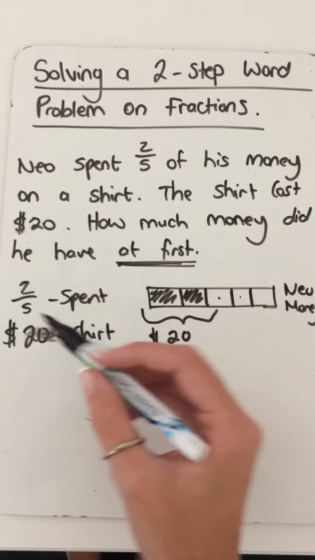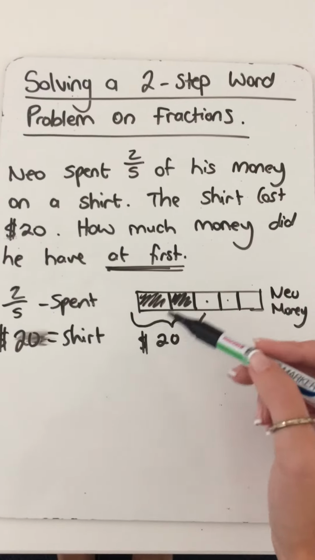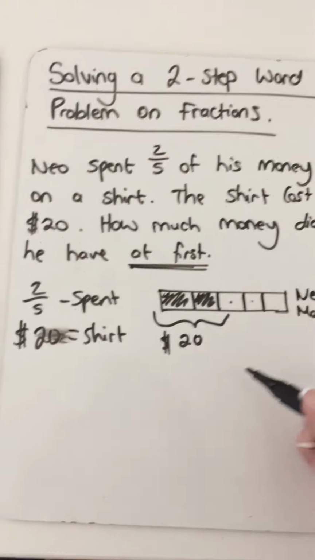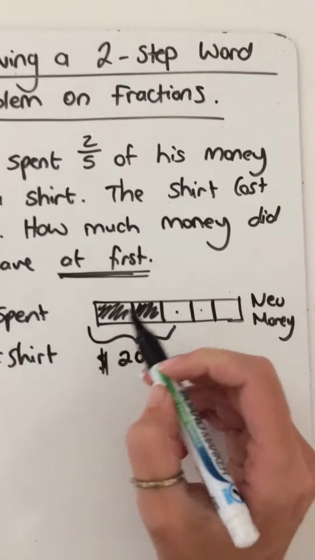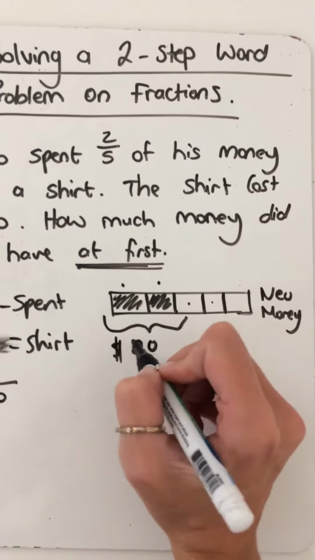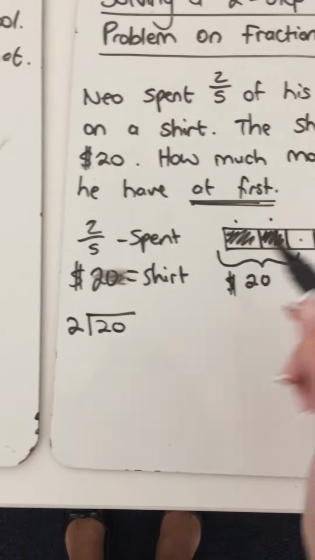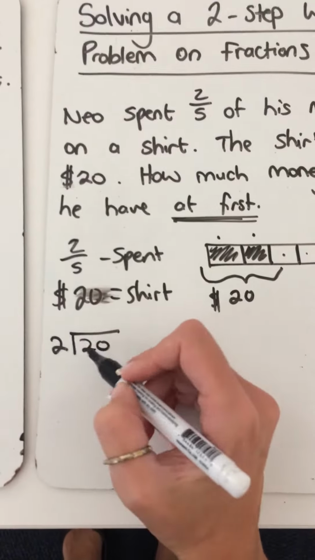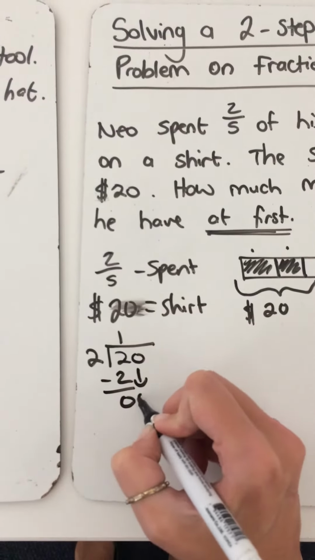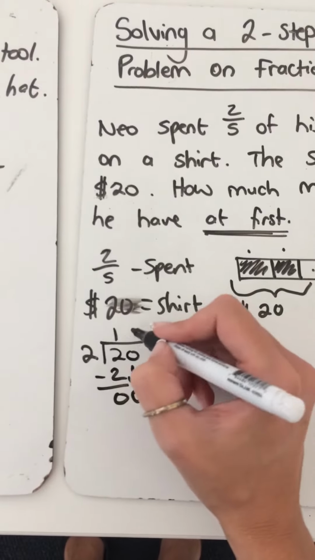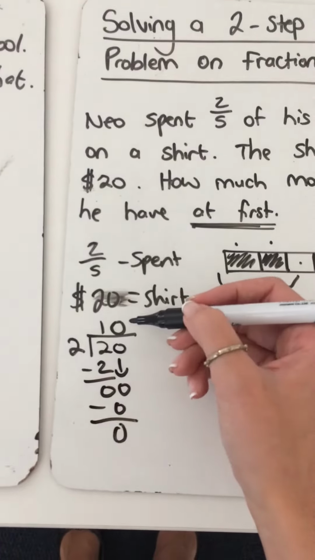I know that the 2/5 that he spent is these two parts of my diagram, my bar model, and those 2/5 cost 20 Rand. So what I can do is say 20 divided by 2, because there are 2 parts, and I want to know how much each part is. 2 goes into 2 one time. 1 times 2 is 2. 2 minus 2 is 0. Bring down the 0. 2 goes into 2 0 times. 0 times 2 is 0. 0 minus 0 is 0. Nothing to bring down, so my answer is 10.